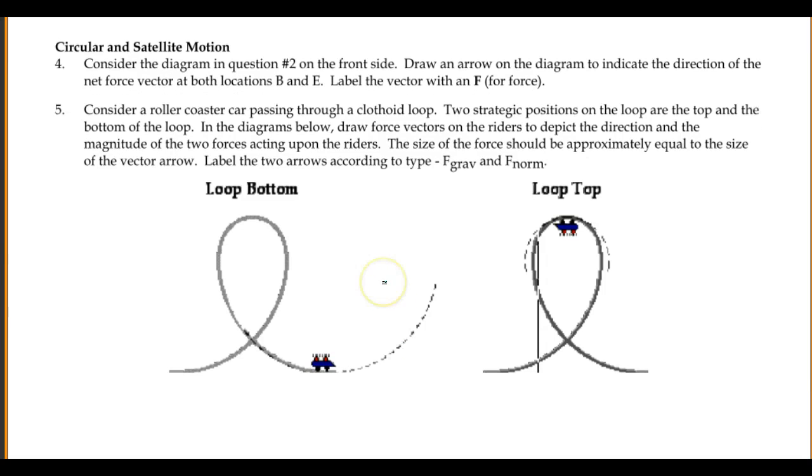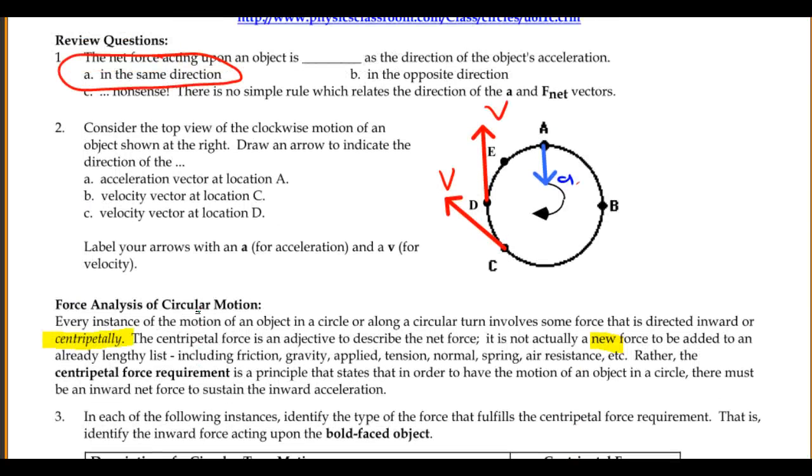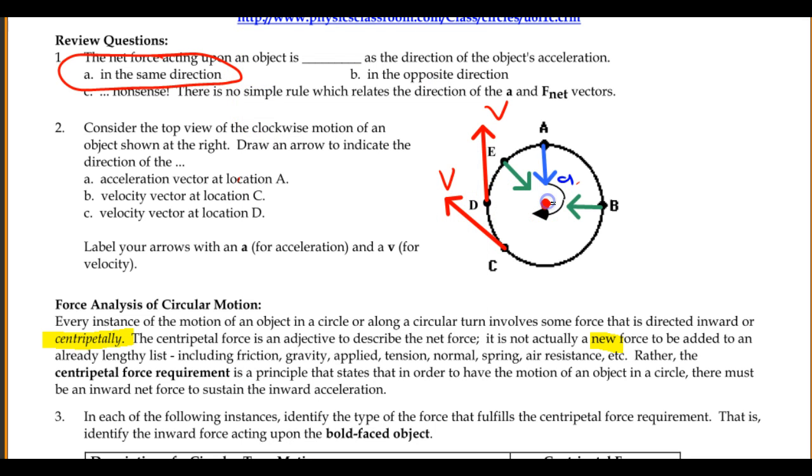Okay, diagram, question 2 on the front side. Draw an arrow to indicate the direction of the net force vector at B and E. Label the vectors F for force. So we're going back to this one for B and E, and we're going to label the force vectors. Now, it's centripetal force, center seeking, so it must be toward the center. So it must go from B toward the center. From E, it must go toward the center. Again, I'm essentially assuming the center is right in about here, the center of the circle.